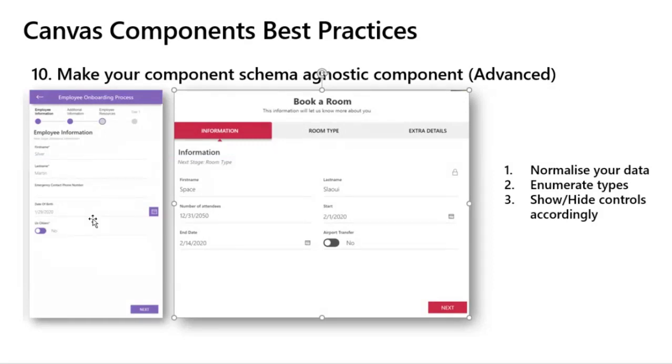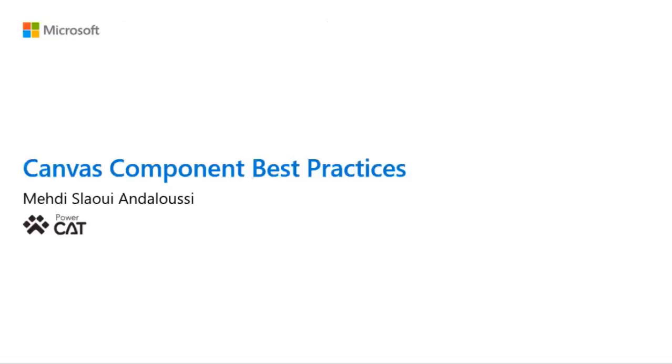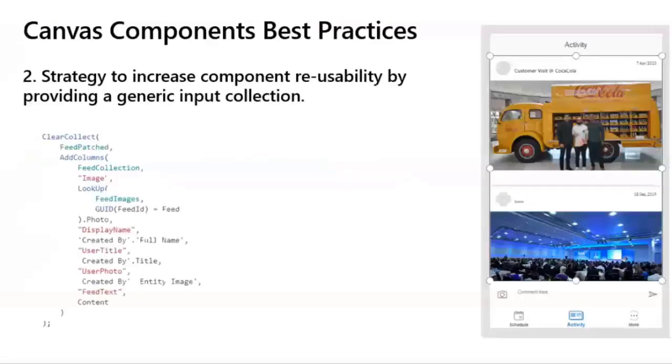It's an advanced scenario, but the idea with this component is not only that the style and colors are as customizable as possible, but also that the type of data you input has to stay agnostic to the component, so that you don't have to hard code the schema within your component. I'm going to go back to this example that I skipped to explain it a little more.